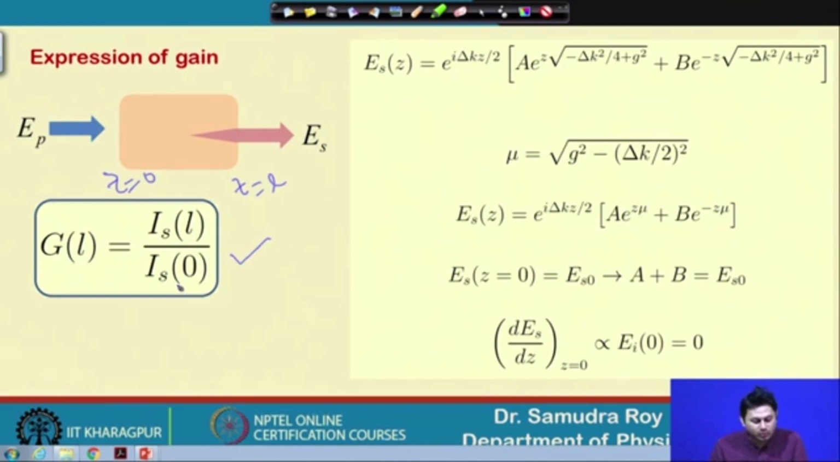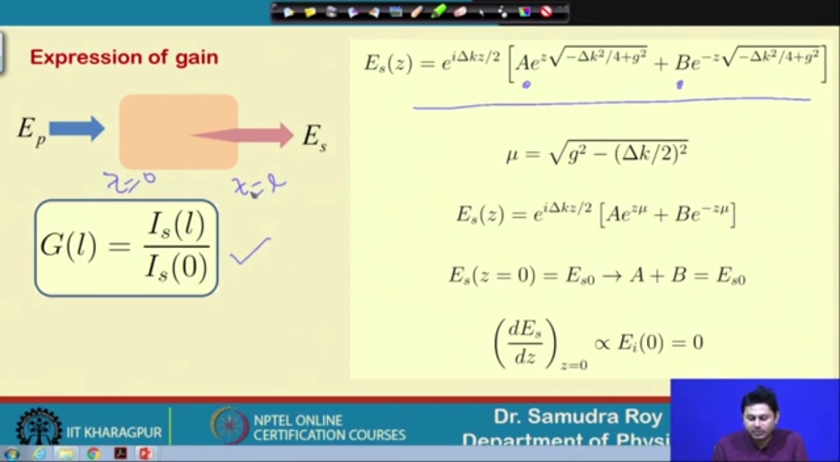In order to do this, we need to find out, because E s is in our hand, but I do not know what my A and B are. So, in order to find an expression of G, and GL means this is at L distance.